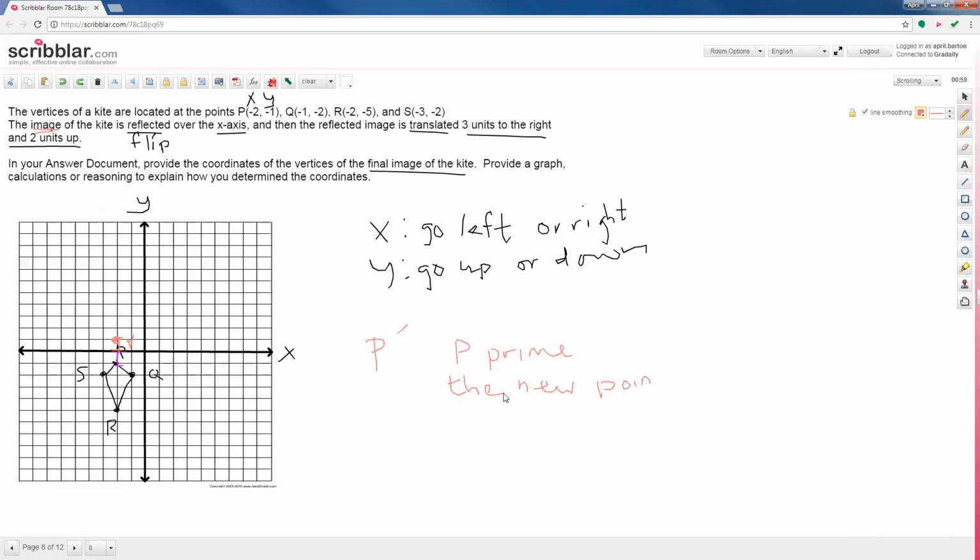So now we have to flip the other ones. If we look at point Q, how many spaces is Q away from the x-axis? One too many. It's actually only 2. And the common thing that happens here is a lot of people say 1, 2, 3.